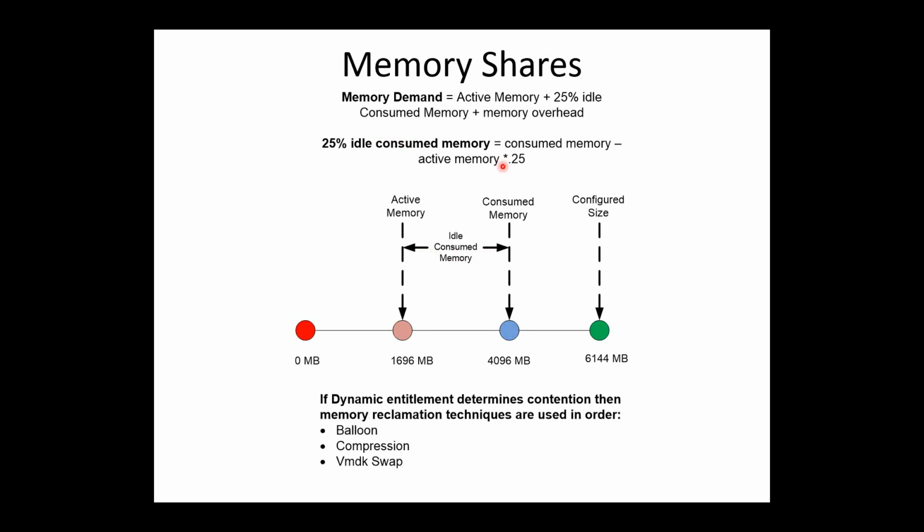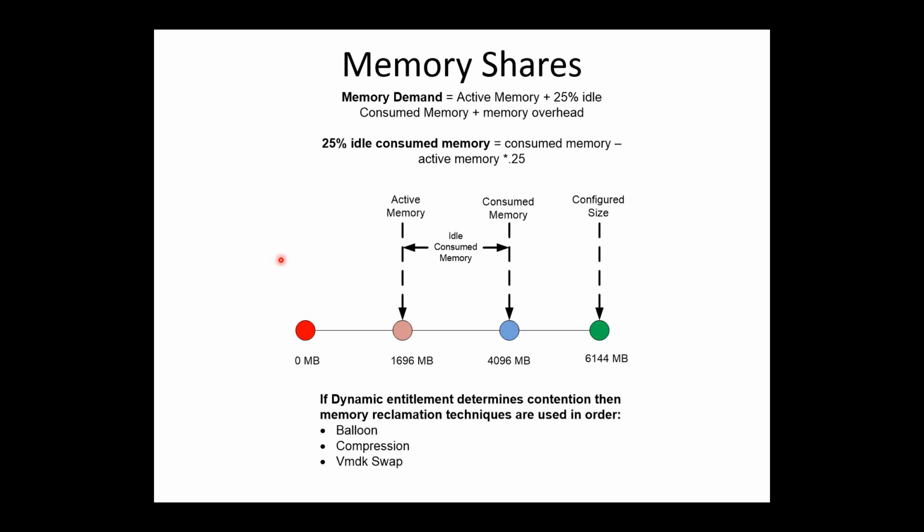They take 0.25 of that, and they add it to the currently active memory, and that is the amount DRS uses to figure out how much RAM this particular virtual machine is using. It does not use configured size, and it does not use consumed size, the maximum it's ever consumed. It instead uses the currently active memory plus 0.25 of the distance between the consumed memory and the active memory. Any questions on that? No, they're good.